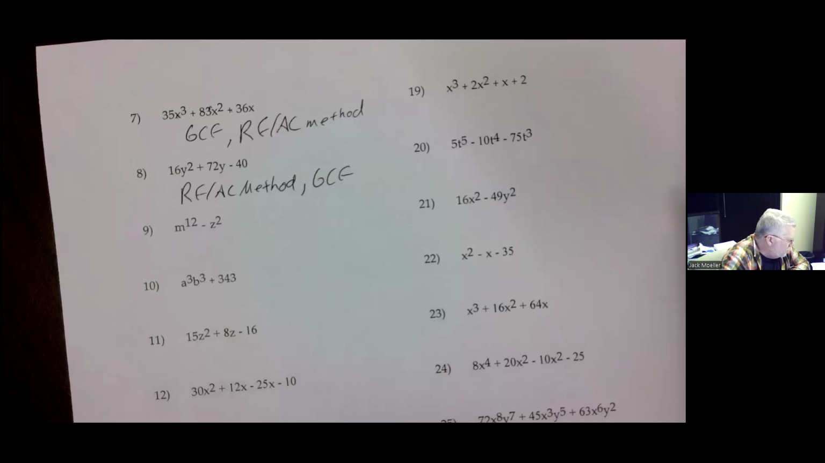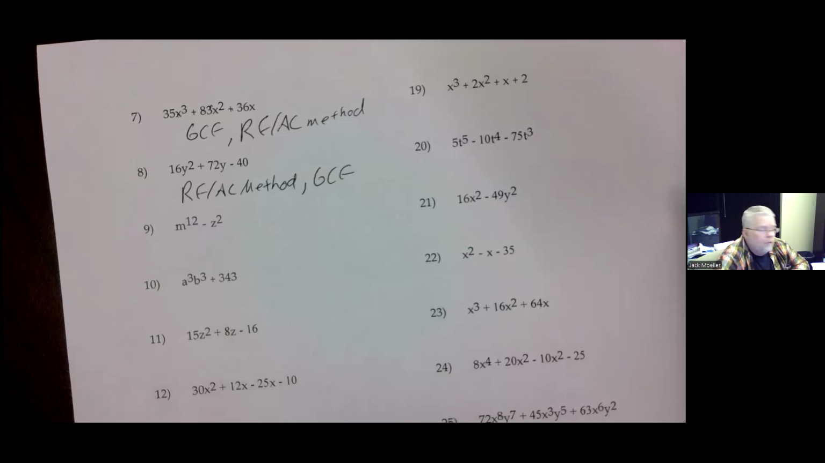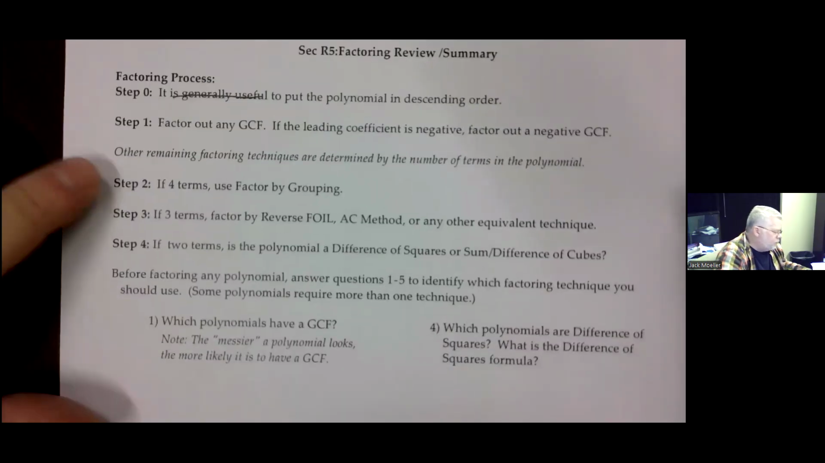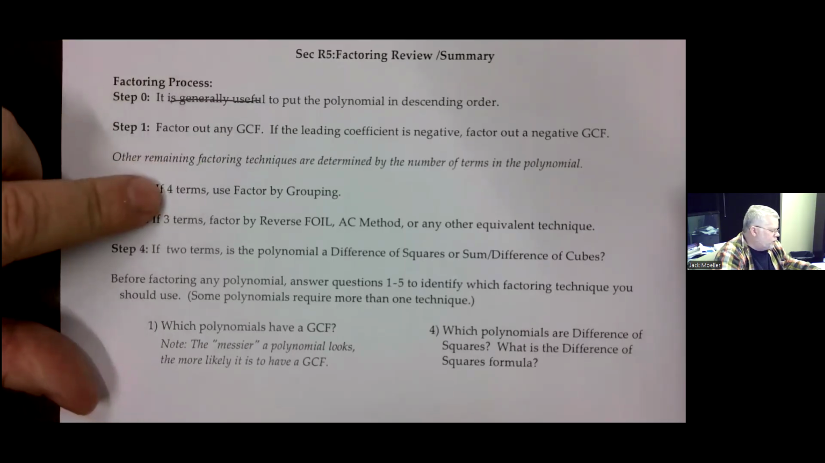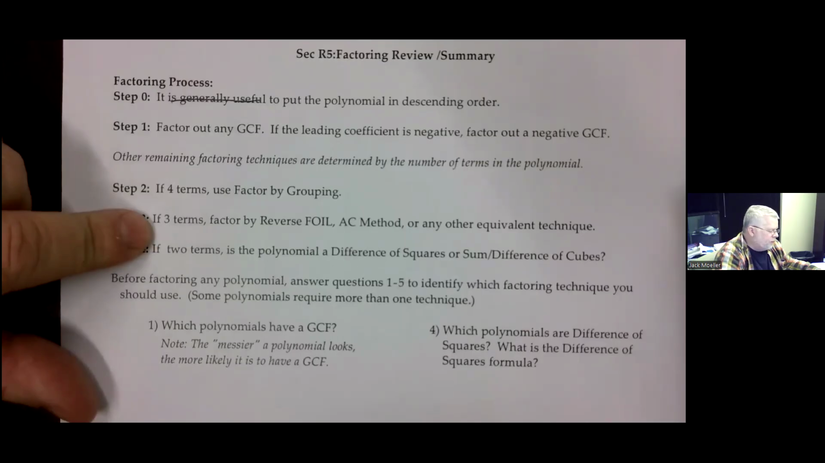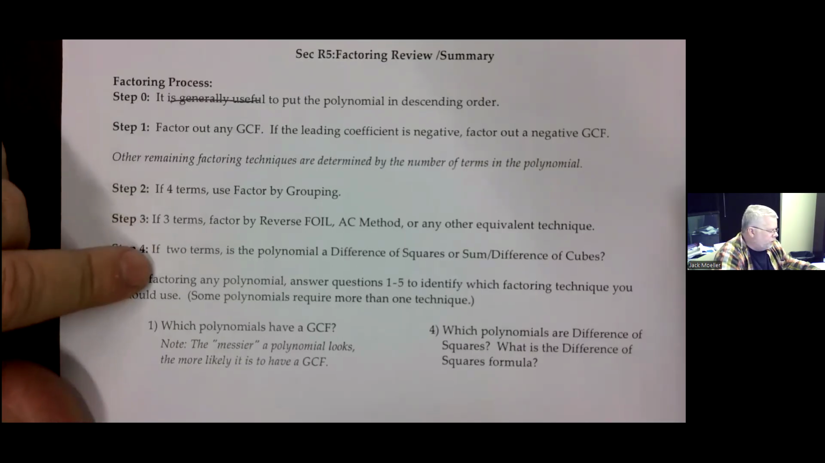All right, what about number 9? M to the 12th minus Z squared. Well, there is no GCF because there's no numbers common, there's no variables common. So what other technique could we use? Let's go back to our previous page. So there's no GCF. It's 2 terms, so it's not factor by grouping. It's not reverse FOIL or AC method. So the only other possibility would be a difference of squares.